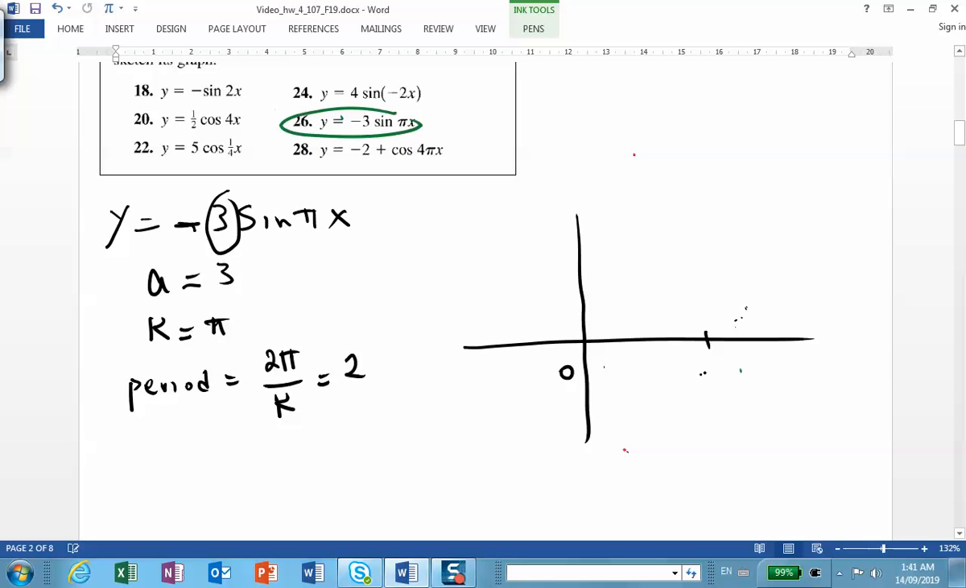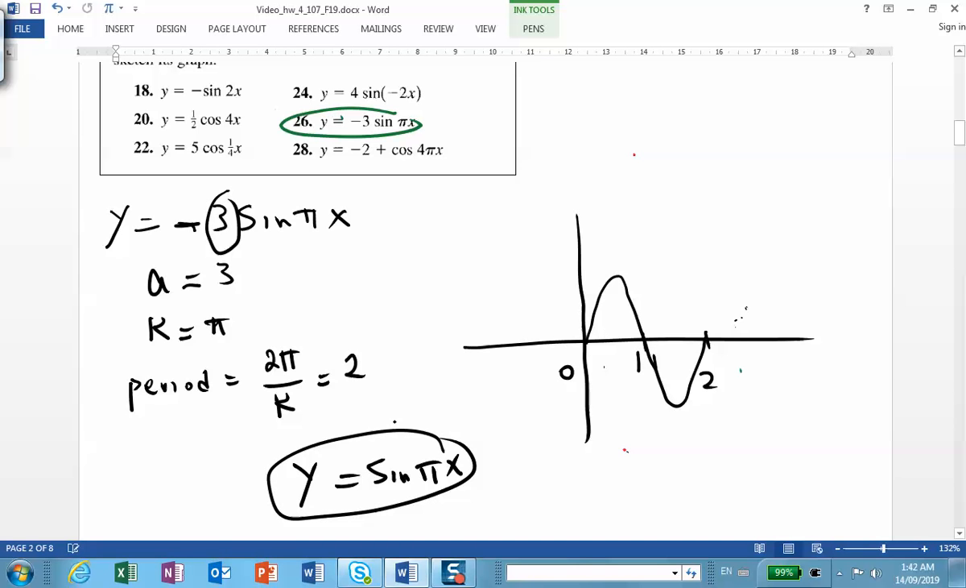Now, if I ignore the minus 3, and just concentrate on sine of pi x, which is not my final curve, we have to take one sine curve and fit it in that period 0 to 2. So this is going to be 1. The curve starts here, goes up, goes to 0, and goes to 1 and 0, minus 1 and 0. So this is one cycle of sine of pi x.